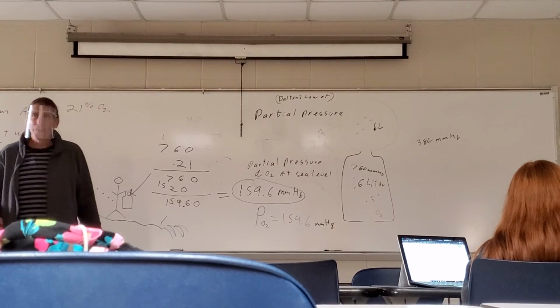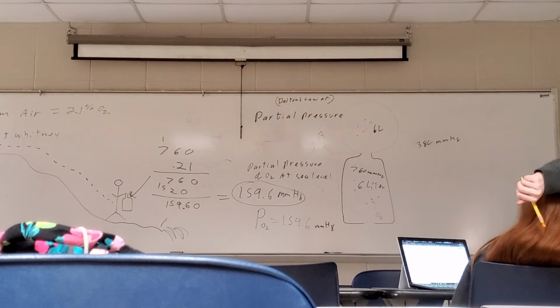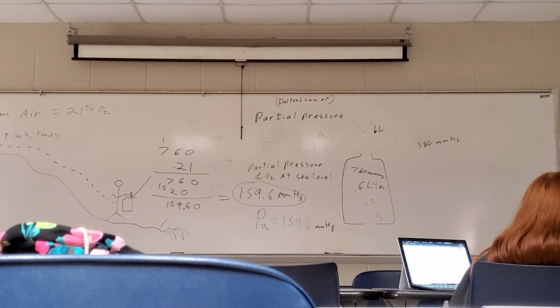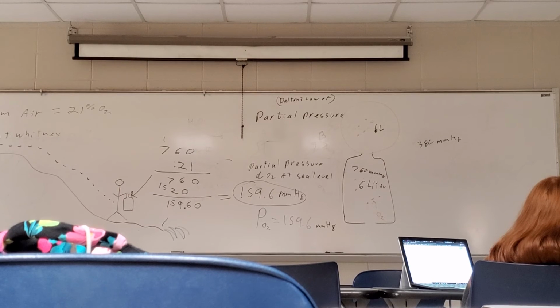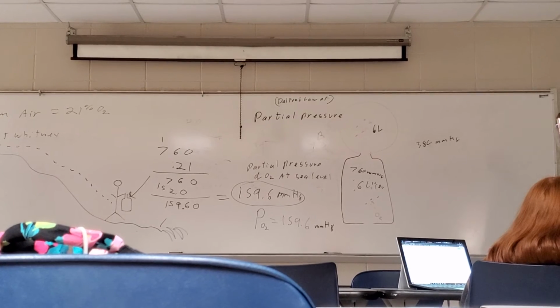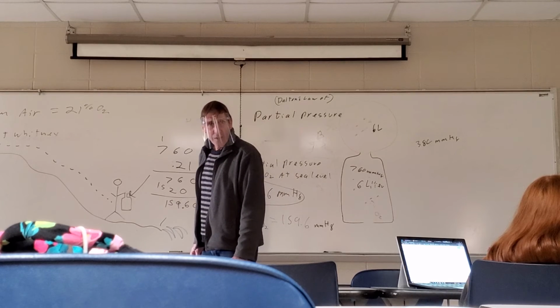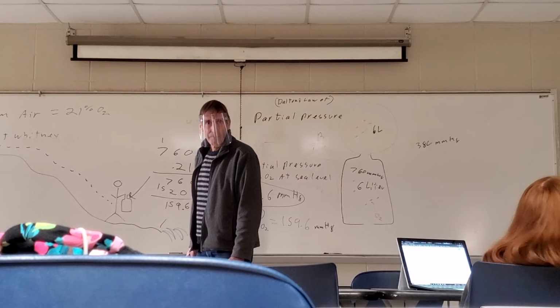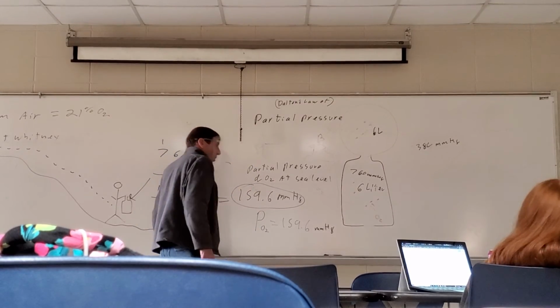Nitrogen is 78%, so 0.78. Everything else is just a trace. Those are the two. Nitrogen is 78% volume percent of the atmosphere, 0.78. Oxygen is 21%. Traces of everything else. Carbon dioxide is minimal. Atmospheric pressure at sea level is 760 millimeters of mercury.